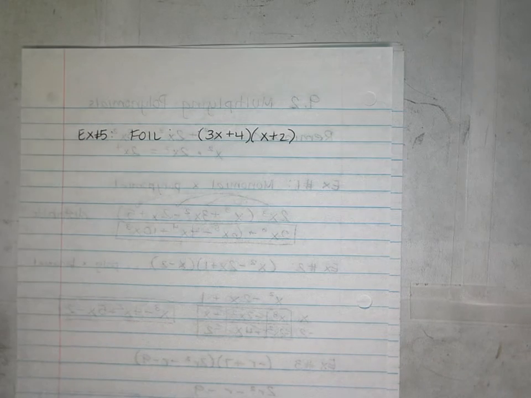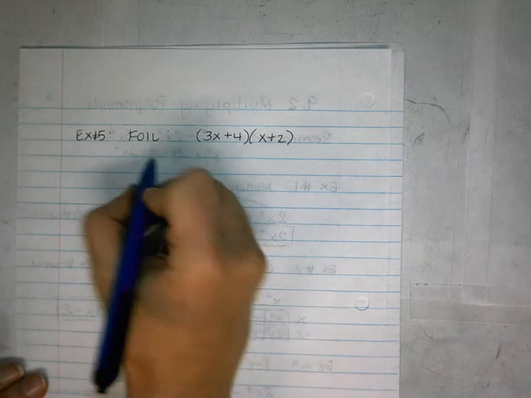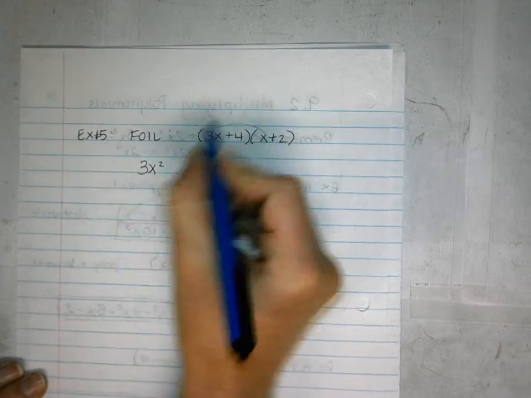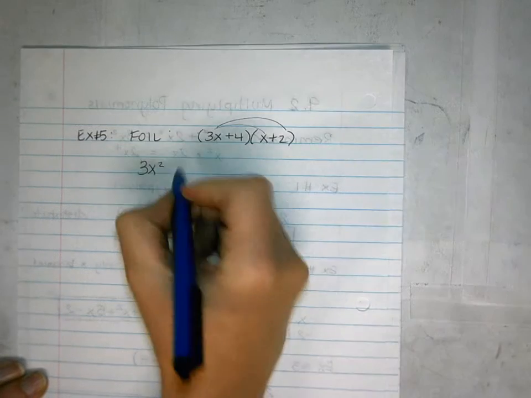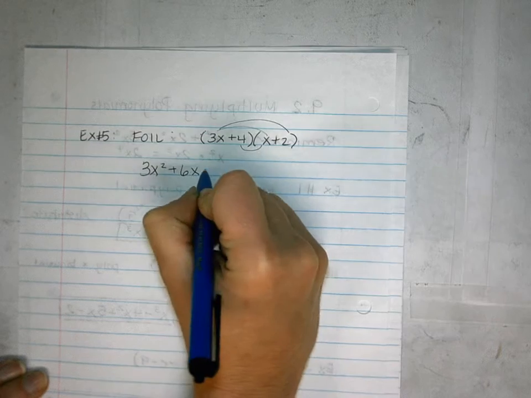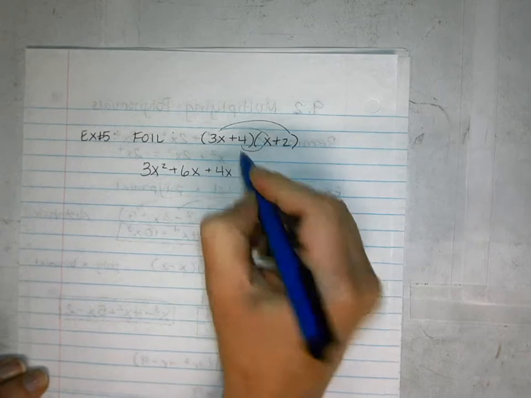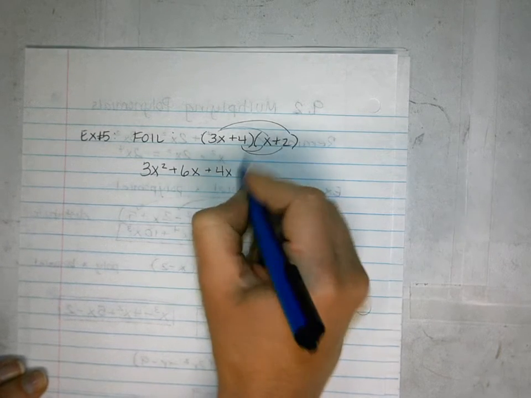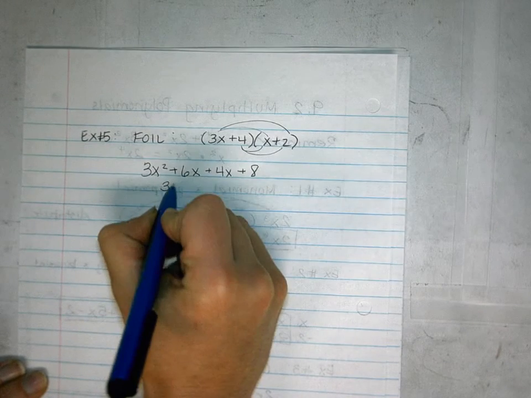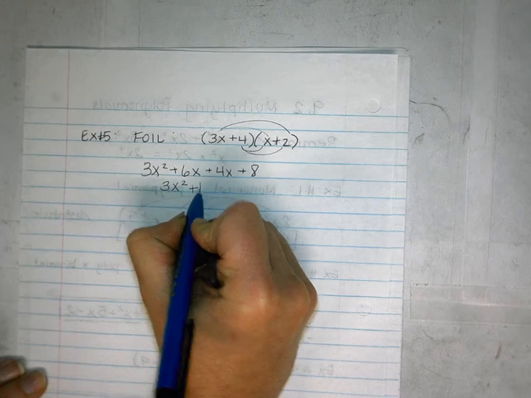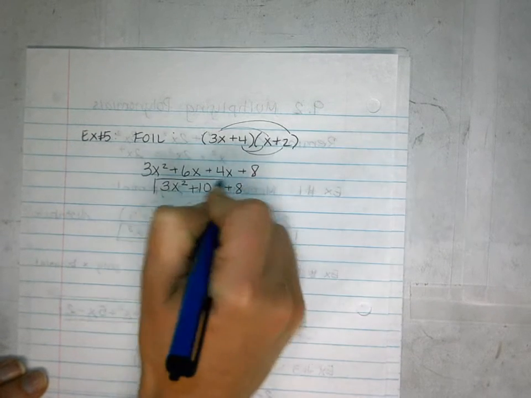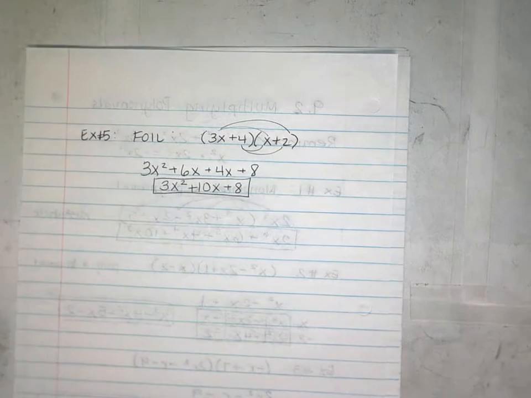All right, I hope you did great. So using the FOIL method, first, there's my first, 3x times x is 3x squared. The outer is 3x times 2, which would be a positive 6x. The inner is 4 times x, which is just 4x. And the last would be 4 times 2, which is positive 8. I combine those inner two numbers because they are like terms to get that positive 10x plus 8, and we are done.